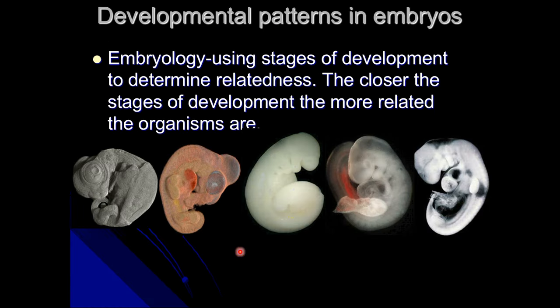Third is developmental patterns in embryos, or embryology. This is using stages of development to determine relatedness. The closer the stages of development are, the more related the organisms are. And I have some photographs of embryos of 5 different species here.